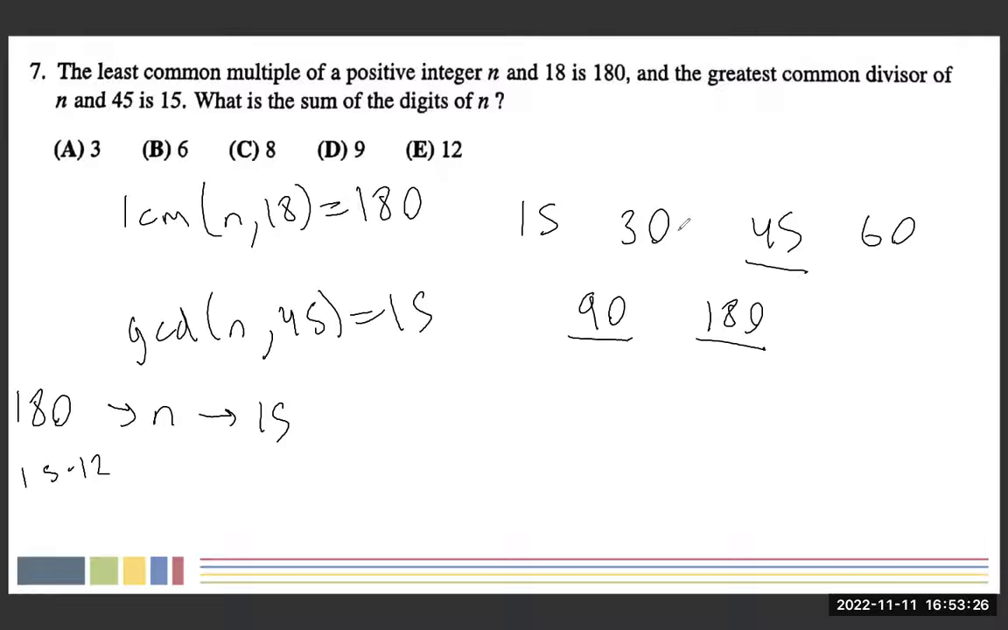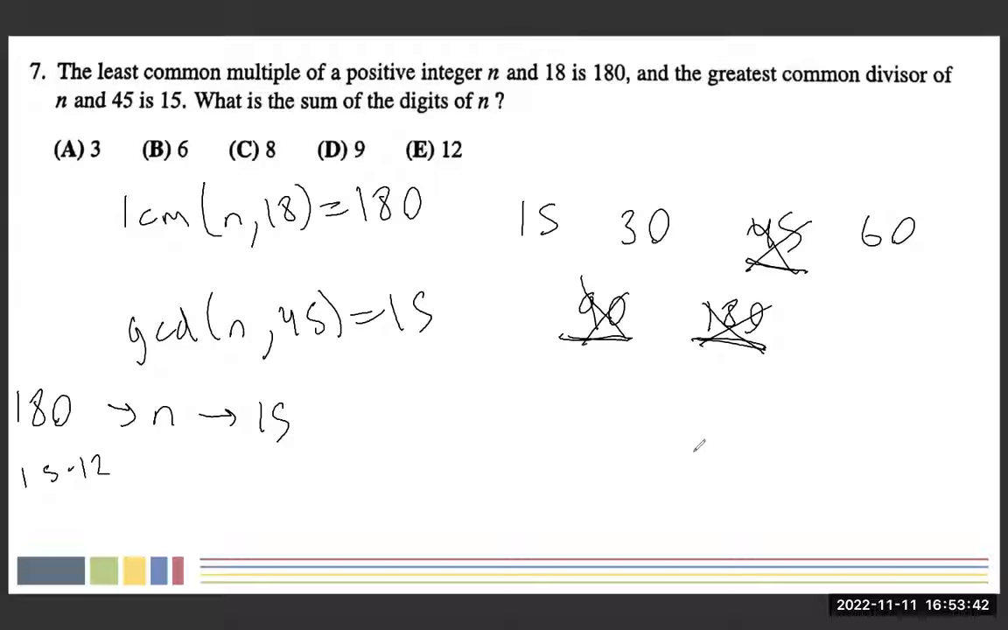They're multiples of 9, which isn't going to work because that'll make the GCD of n and 45 equal to 45, right? Because 45 divides both of them in these 3 cases. So basically the GCD of n and 45 would be 45 in these 3 cases. So none of these would work.